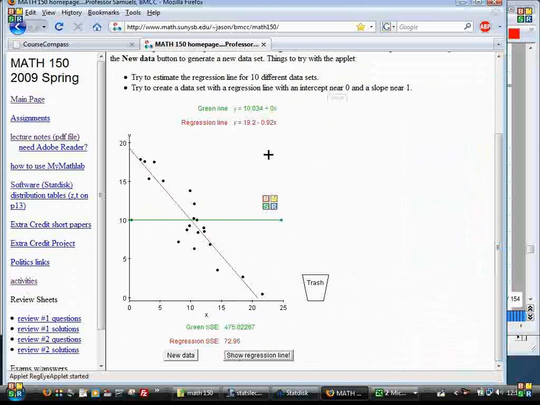Furthermore, what is the slope? Is the slope positive or negative? Slope is negative, so it's negative 0.92. So that's the slope of this line. So again, we're not just saying, oh look, here's the line on the graph. We're saying, here's the actual formula for the line. Okay.